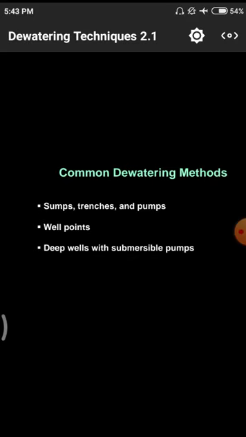Next, well points. Normally we have wells, and these well points are driven into a particular field at particular intervals. Next, we have deep wells and submersible pumps. We hear these words in advertisements, like Kumar pumps and others. All these terms relate to dewatering systems that draw water from particular depths.